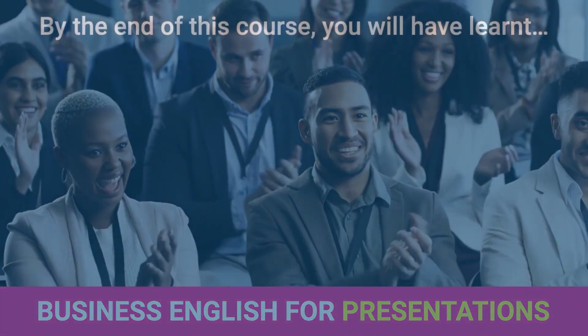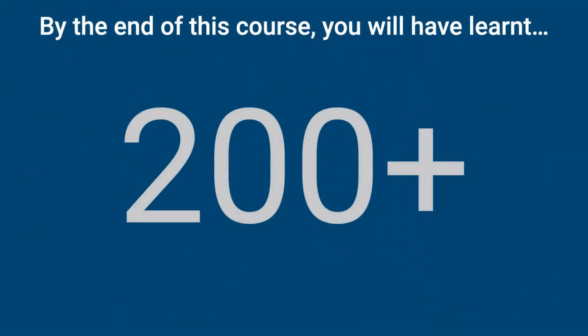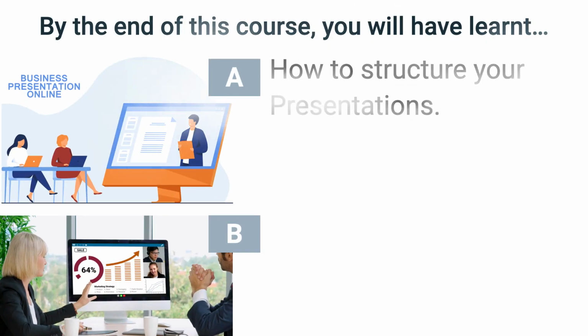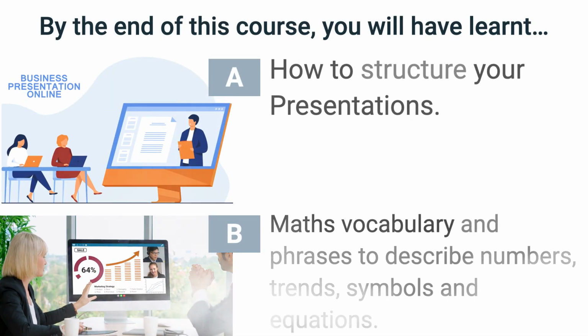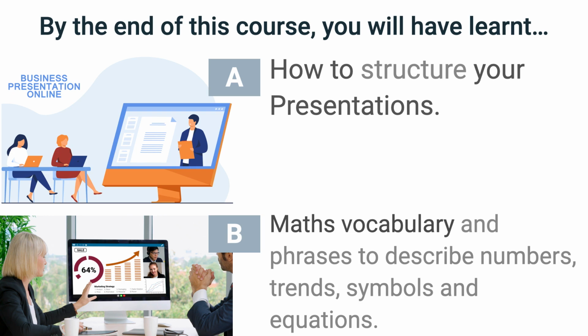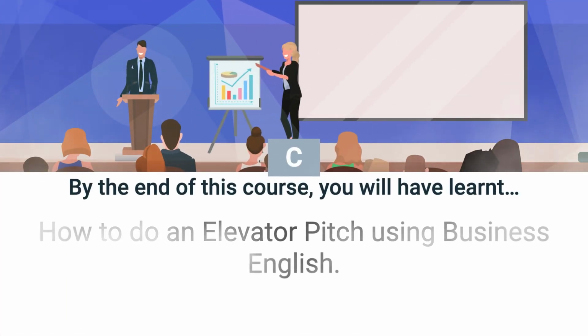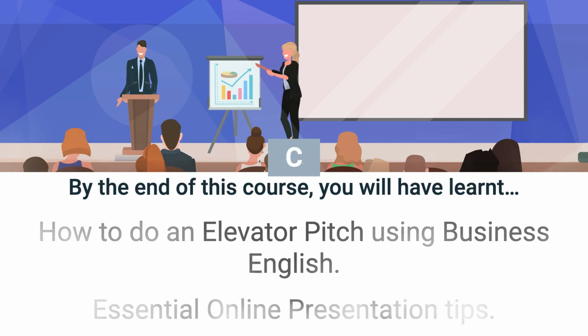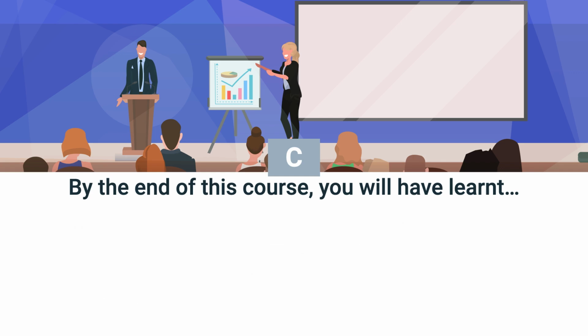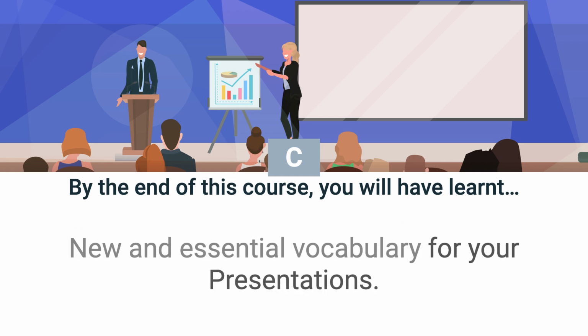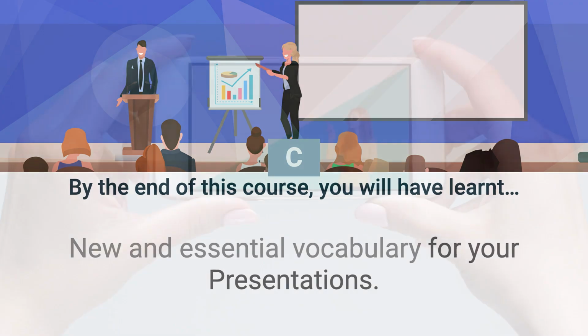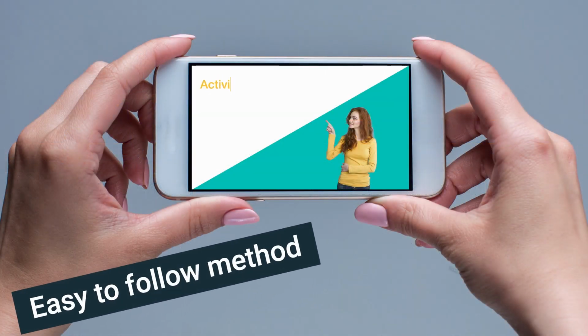By the end of this course, you will have learned 200 plus essential phrases and how to structure your presentations in the correct way. Also, maths vocabulary and phrases to describe numbers, trends, symbols, and equations. You will have learnt how to do an elevator pitch using business English and essential online presentation tips, and also new and essential vocabulary. I'll teach you using my easy-to-follow method of pictures and words.